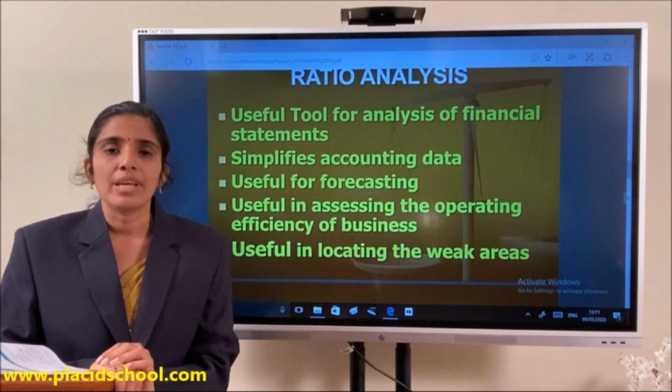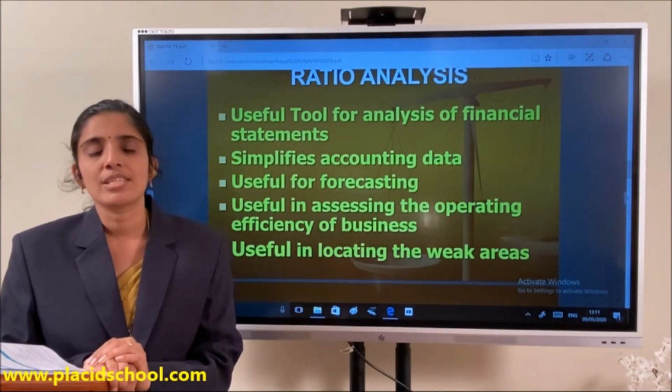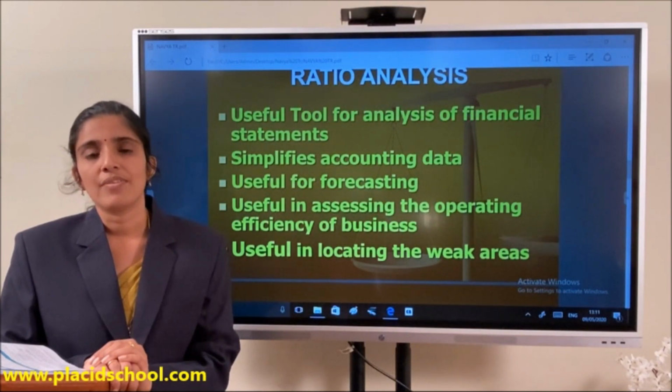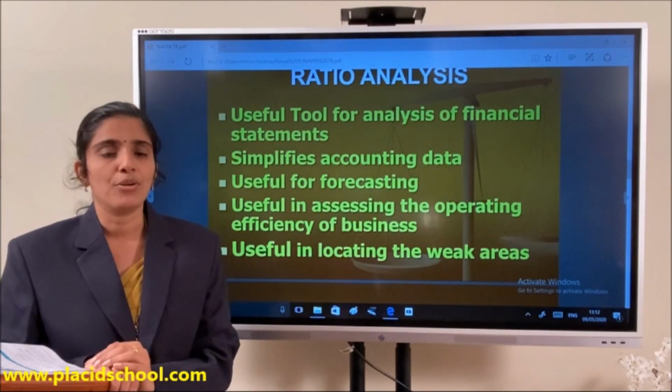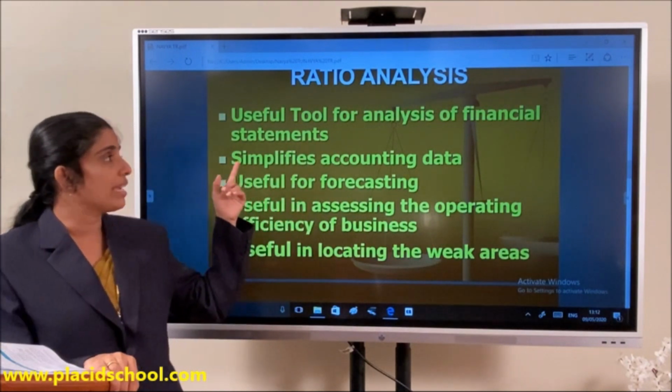In this way, we can easily identify our faults, and then from next year onwards we can correct them. In this way we can earn more profit. That is the main advantage of ratio analysis. These are the main advantages.